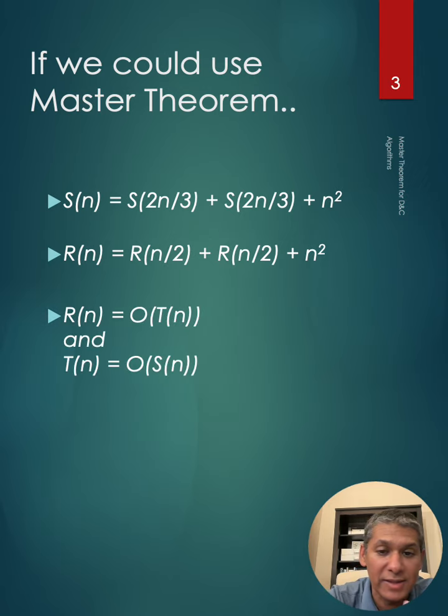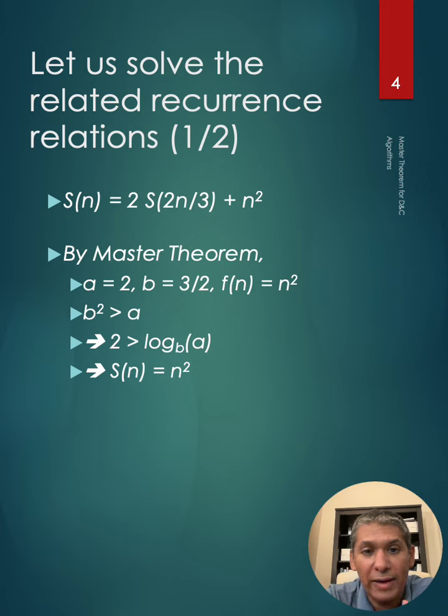Now we do analyze this and we say, okay, what we're trying to find is between R(n) and S(n). So let's try to analyze R(n) or S(n). We start with S(n). S(n) is equal to 2 times S(2n/3) plus n². We use the Master Theorem here. a is equal to 2, b is equal to 3/2, f(n) is equal to n². We observe that b² is greater than a. 1.5 squared is 2.25, so that's greater than a in this case. Therefore, log of a to the base b is less than 2. Therefore, the f(n) term will dominate. Therefore, S(n) is equal to n².